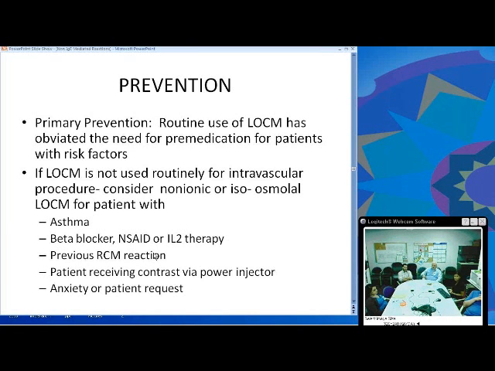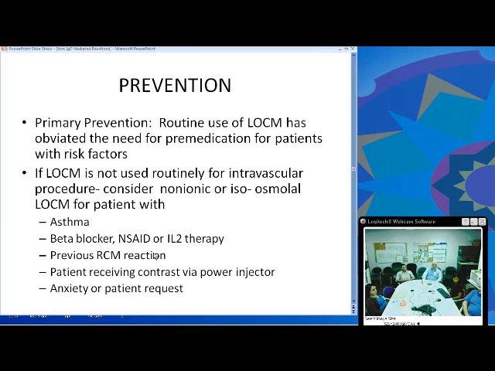So, primary prevention. Routine use of low osmolarity contrast media has obviated the need for pre-medication for patients with risk factors. However, if the low osmolarity contrast media is not used routinely at some specific facility, consider the non-ionic isoosmolar or low osmolarity contrast media for patients with these factors: asthma, using beta blockers, NSAIDs or IL-2, previous radiocontrast media reaction, and patient receiving contrast via power injector, which maybe just means they are going to have a really fast infusion. There's no infusion, basically it just goes in.